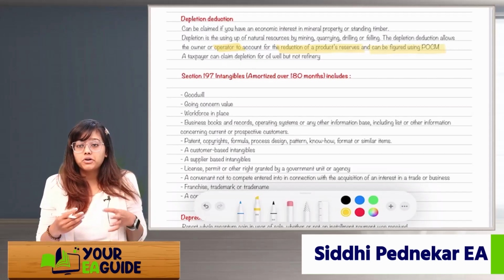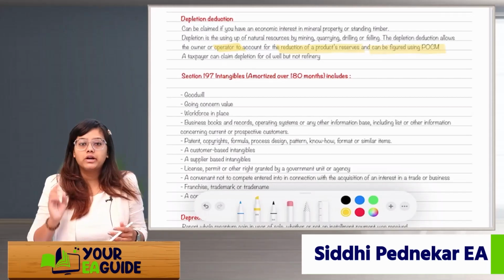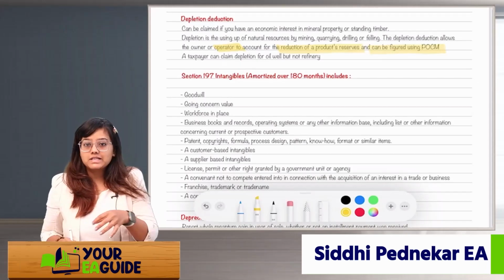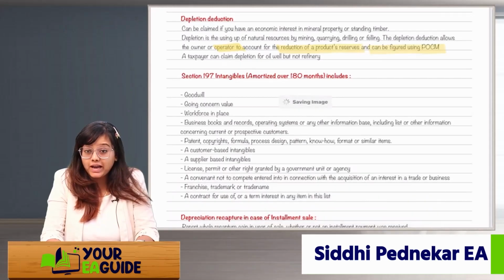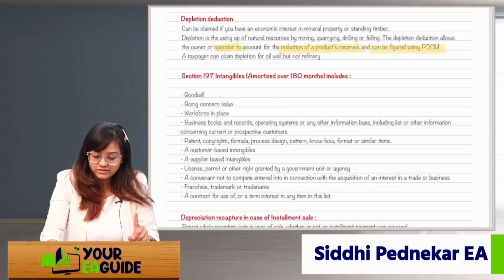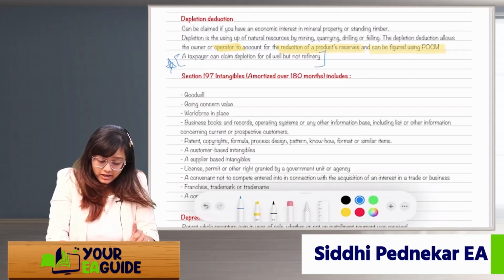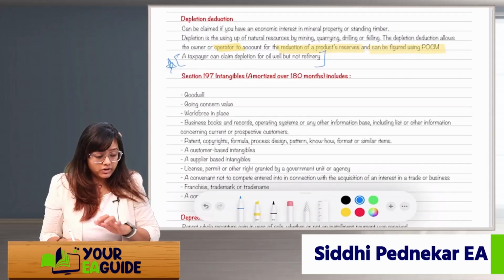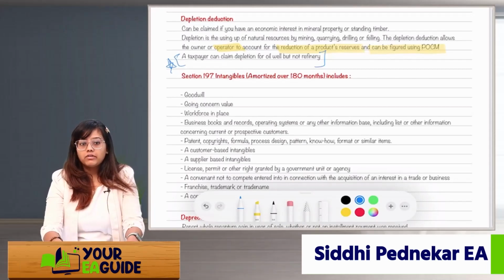What is POCM? Percentage of completion method. This can be used to figure out the depletion reduction in case of natural resources, the timbers or the quarries, oil wells. Taxpayer can claim deduction for oil wells but not refinery. There will be one question on this theory, a 1 mark question. If it's an oil well, then you can take deduction. If it's an oil refinery, you cannot take the deduction as a depletion. All right.